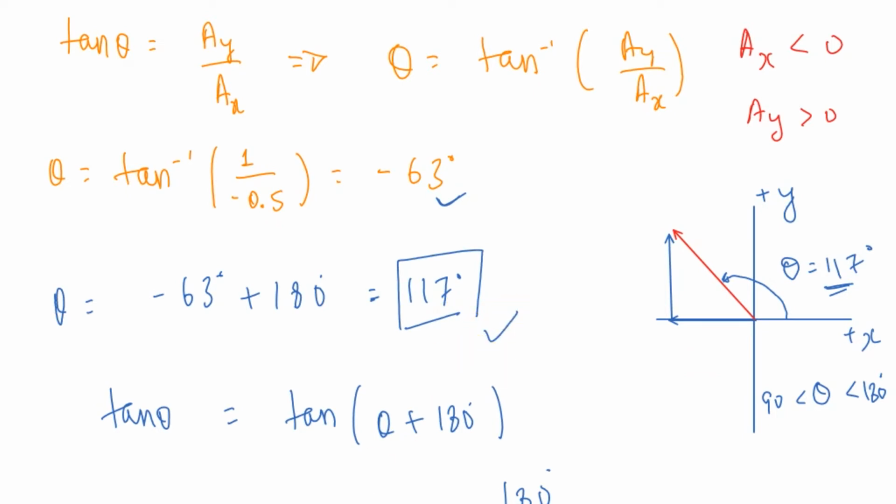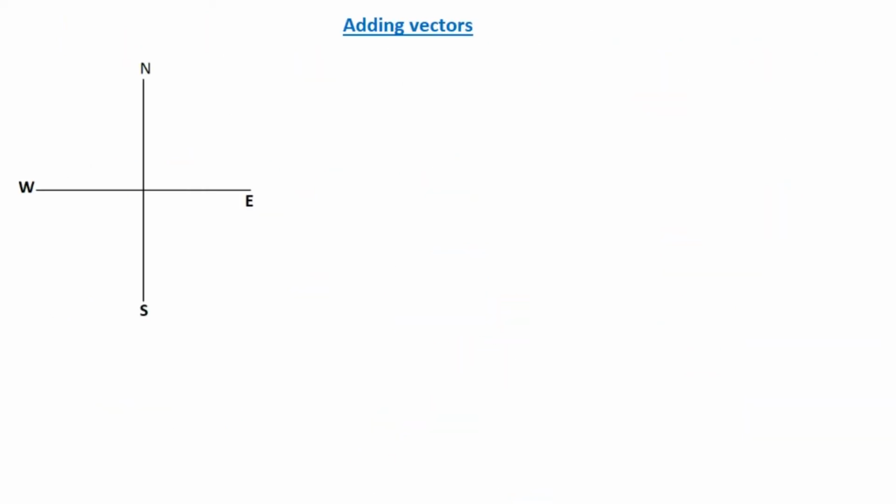Now let's move to vector addition. We can add vectors by using two methods. The first one is graphically, the next one is by using components. In this video, we'll discuss only the graphical method. The next method we'll discuss in the next video.